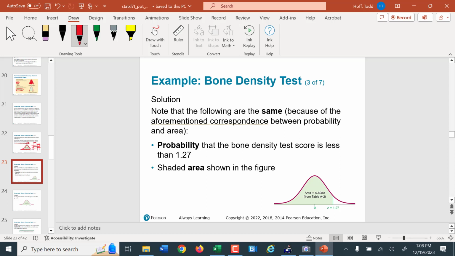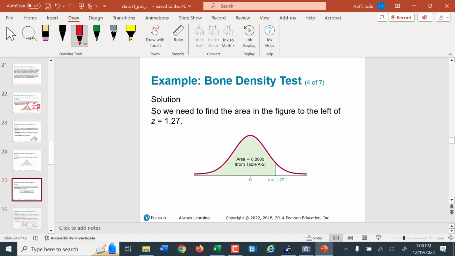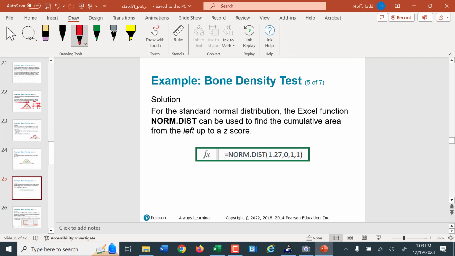Because what the table gives us and what Excel gives us is the probability of being less than, or the area to the left, what we get from the table or from Excel is the probability we're looking for. It is that area less than our Z-score that we gave. So, as we said, we were going to find that area. Excel command is the norm.dist.